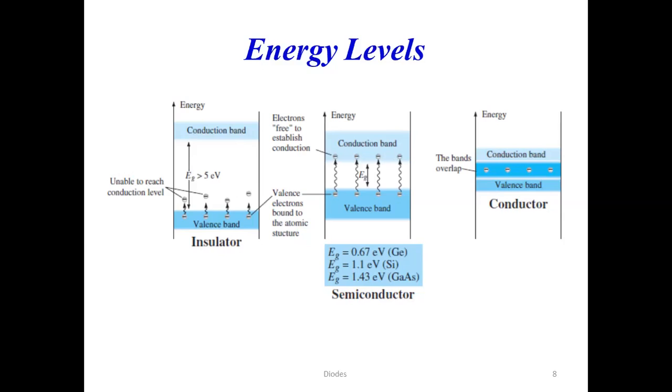It is in our hand. If we give bias, you will get electrons in the conduction band. If you remove bias, those electrons will come back to the valence band. And this is what we want. The on and off control should be in our hand. Then only we can use that material for the manufacturing of electronic components.